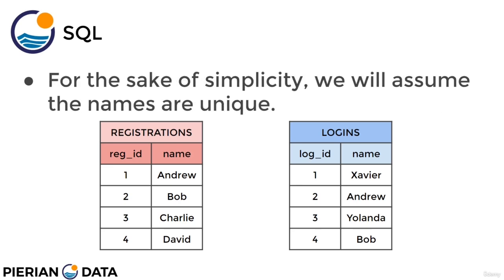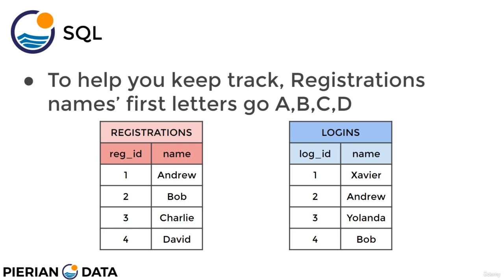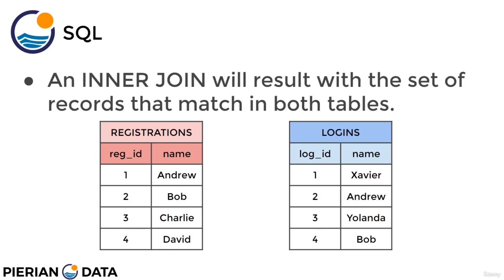For the sake of simplicity, we're going to assume that in this small universe, all the first names are unique. There are not two Andrews, there's not two Bobs. Every person has a unique name. Now, to help you keep track of the different joins, since we're going to be using these example tables throughout this section of the course, keep in mind that the registration names' first letters go A, B, C, D. And if you take a look at logins, the two outstanding ones that are not in the registrations are Xavier and Yolanda, basically implying that they forgot to register but still showed up the day of the conference.